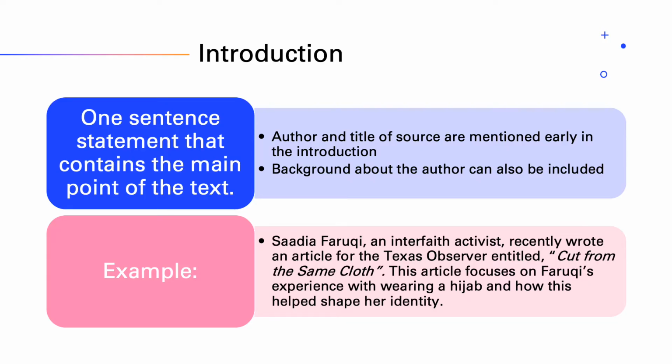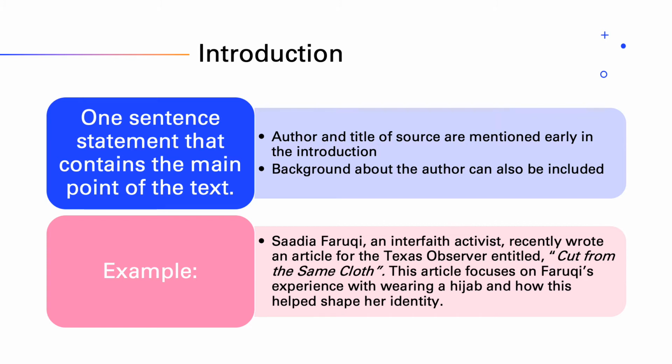So, the first thing that you want to start with when you are writing this type of summary is an introduction. In your introduction, you want to give a one sentence statement that contains the main point of the text. So this sentence is going to include the author and title of the source, and then some background about the author can also be included. As far as the background piece, I like to include maybe the publication that they wrote for, or maybe the year that they wrote it.